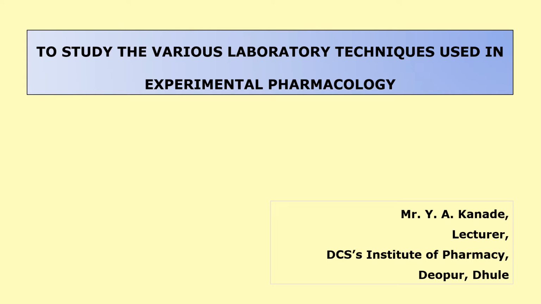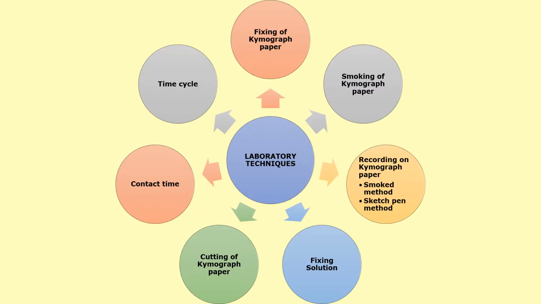In this video, we are going to study various laboratory techniques which are used in experimental pharmacology. The various techniques include fixing of kymograph paper, smoking of kymograph paper, recording on kymograph paper, fixing solution, cutting of kymograph paper, contact time, time cycle, etc. These are the various techniques which are used in experimental pharmacology.